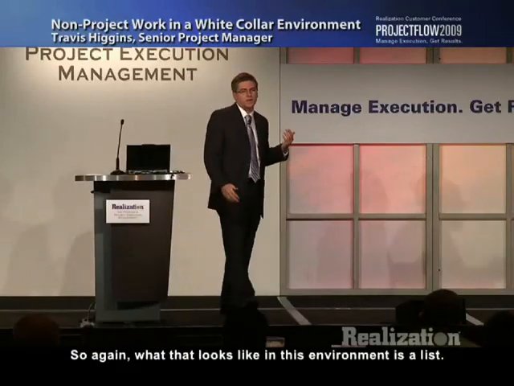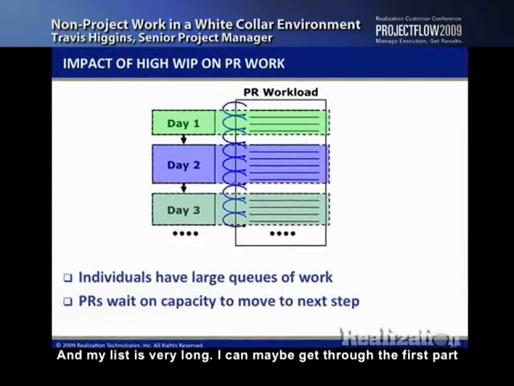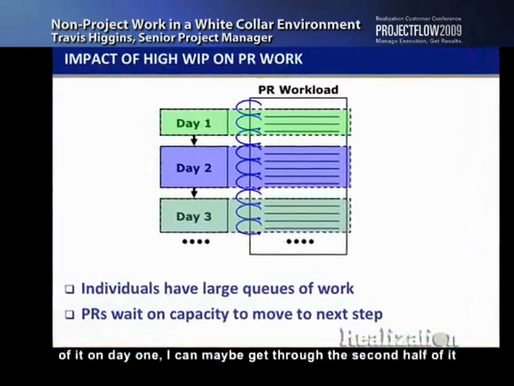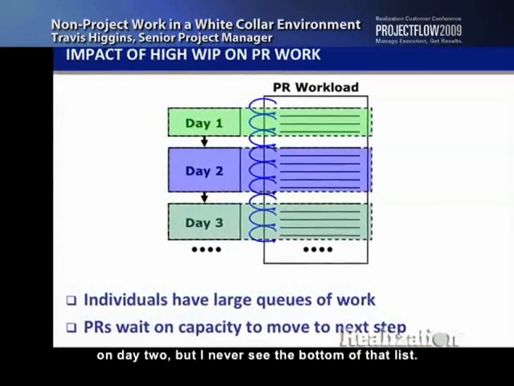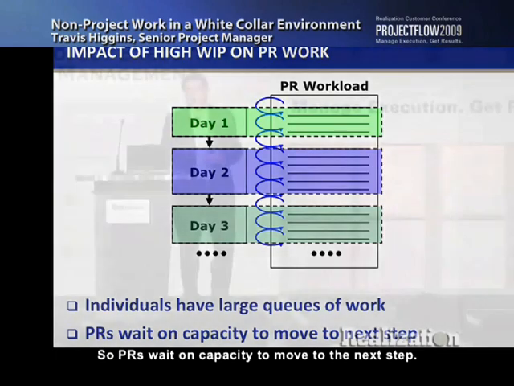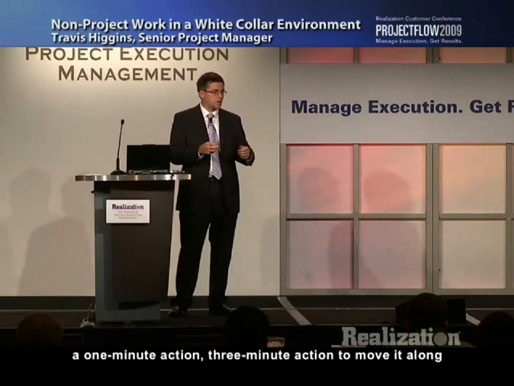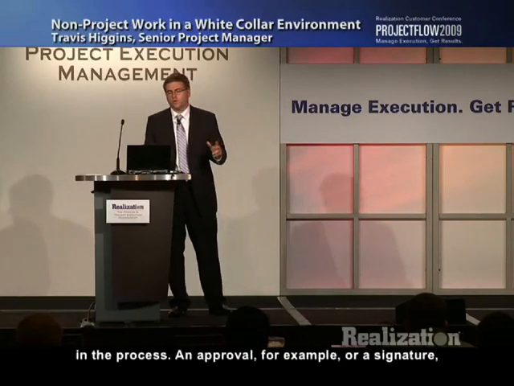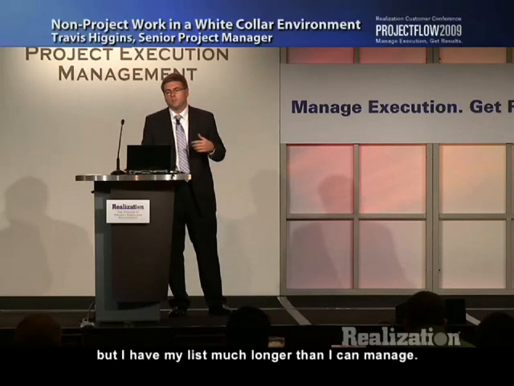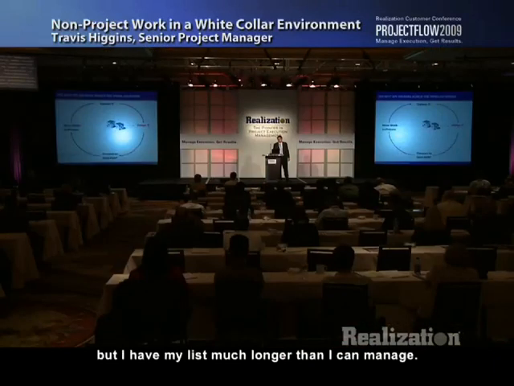So again, what that looks like in this environment is a list, and my list is very long. I can maybe get through the first part of it on day 1. I can maybe get through the second half of it on day 2, but I never see the bottom of that list. I'm constantly working this ever-growing list. So PRs wait on capacity to move to the next step. It may just be a matter of someone grabbing it and taking a 1-minute action, 3-minute action to move it along in the process, an approval, for example, or a signature. But I have my list much longer than I can manage.